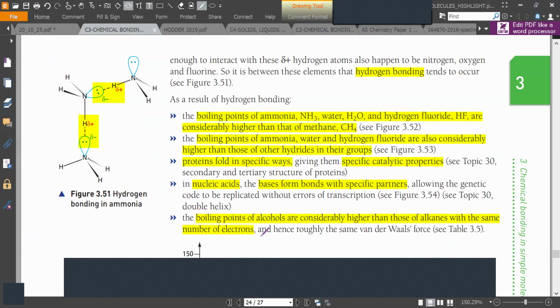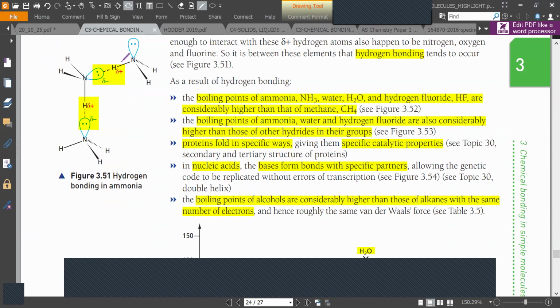So what does it look like? We can see here hydrogen bonded to nitrogen. This is the hydrogen bonding. Because it's bonded to a nitrogen, this hydrogen has a strong delta positive, so it can interact with the delta negative on the nitrogen. So that is the hydrogen bonding.